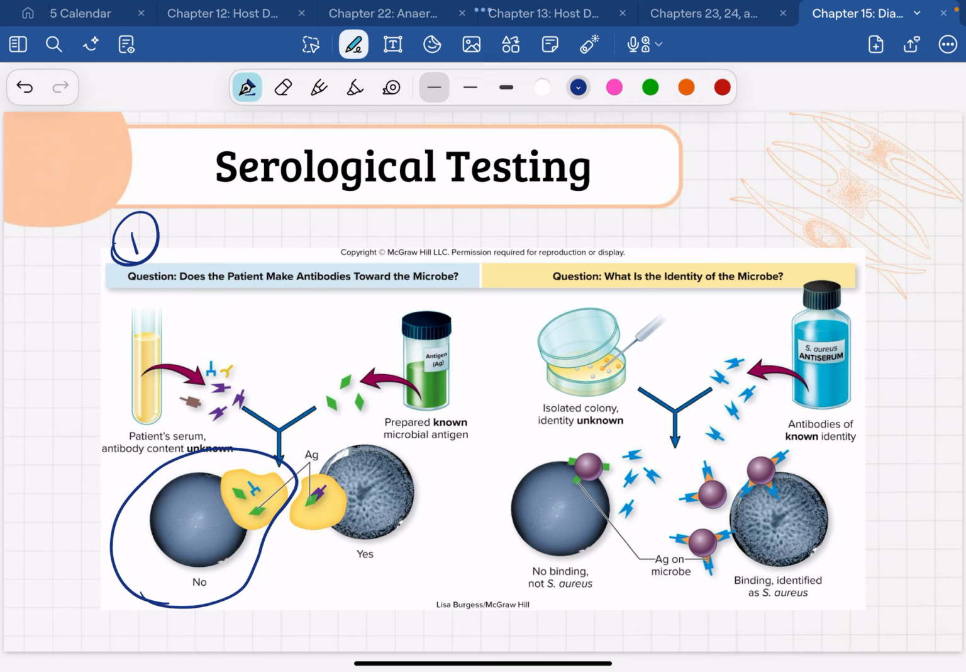And when you add the antibodies and there are no antigens present that match up, you'll have no binding. But if you add that antibody and that microbe has that specific antigen, it will bind and clump up and cause agglutination. So again, the idea here is the presence or absence of specific antigens and antibodies.